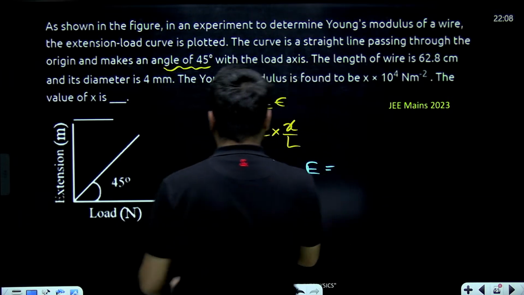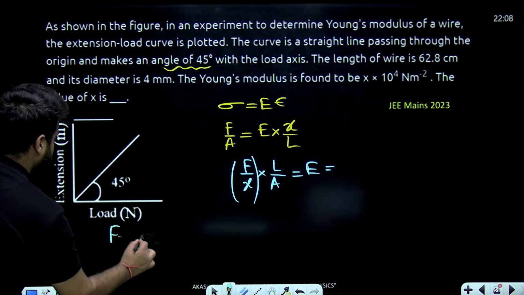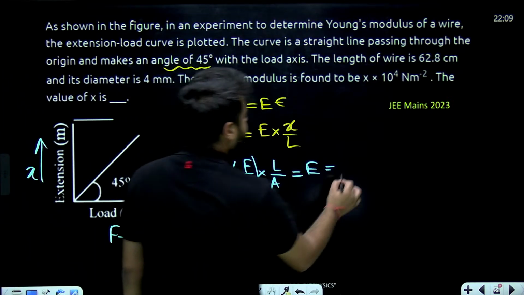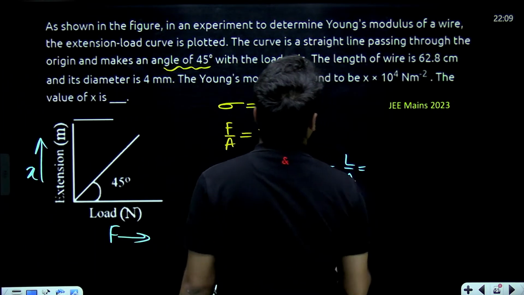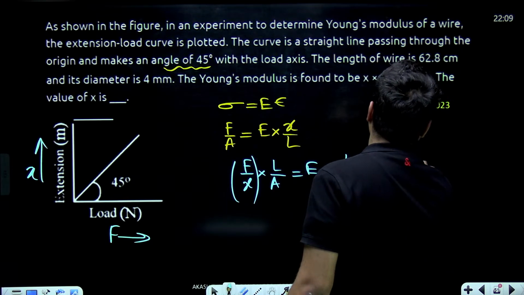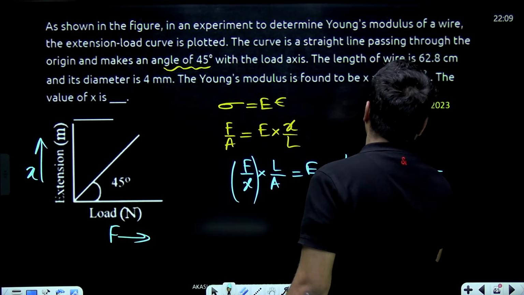Because F by X, this is load, this is force, this is extension X. F by X is 1. So E is directly L by A. What is the length which is given to you? 62.8 centimeters. So divide by 100.